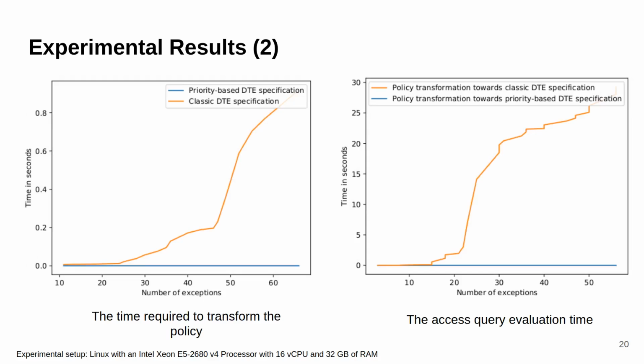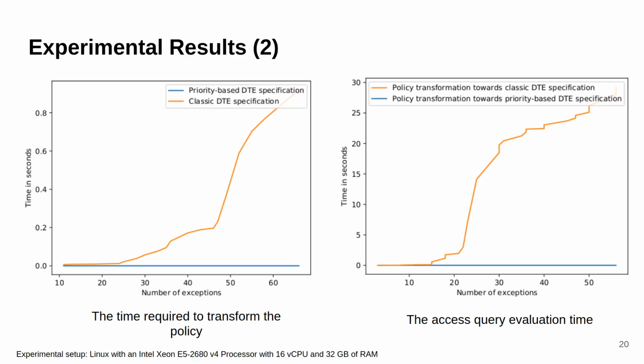In addition, we evaluated the transformation required time and the access query evaluation time. The figure at the left compares the time required for transforming a high-level policy towards a classic DTO and priority-based DTO specification. In the case of priority-based DTO, the time of transformation is almost constant while growing by a factor of 10 exponent 5 in the case of classic DTO, as the number of exceptions increases by only a factor of 10.